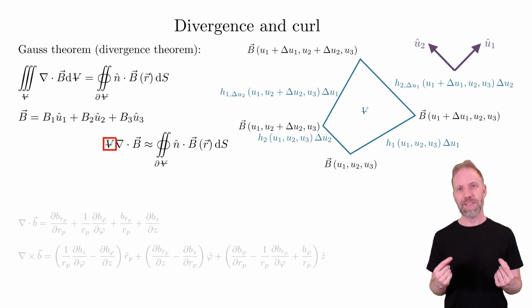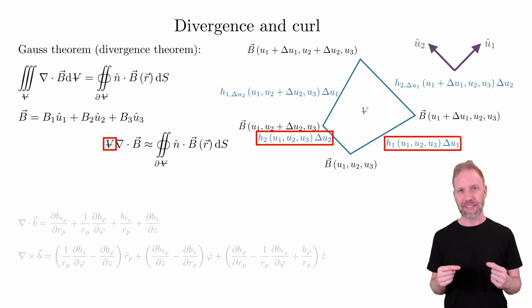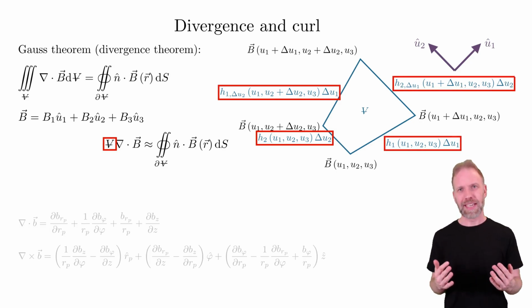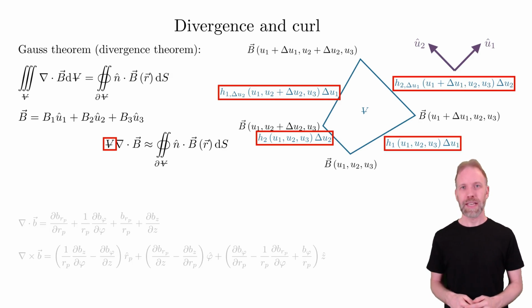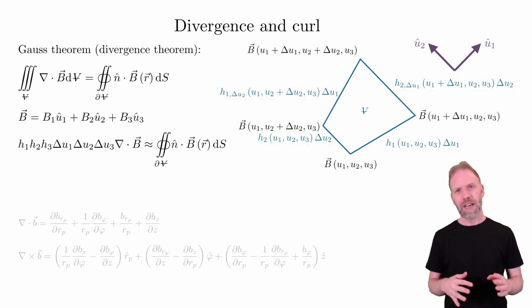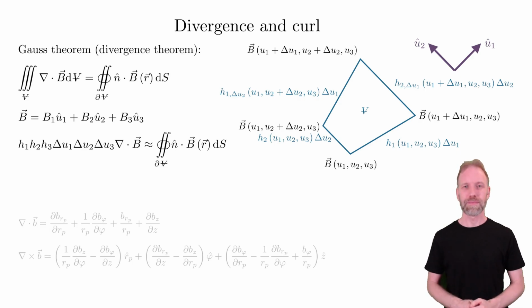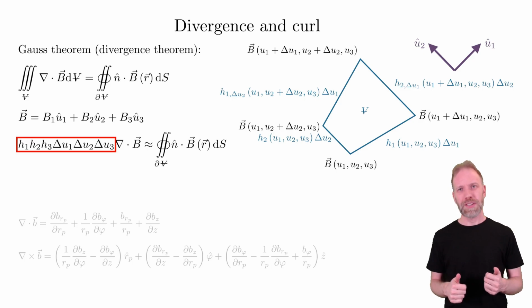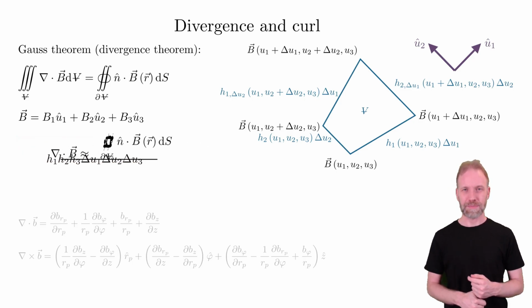The volume is given by the product of the length of the sides. Here we can neglect that h changes if the step is small. Hence, the volume is h1, h2, h3, delta u1, delta u2, and delta u3, just as our volume element for triple integrals. Let's divide by the volume to get the divergence as the left-hand side.